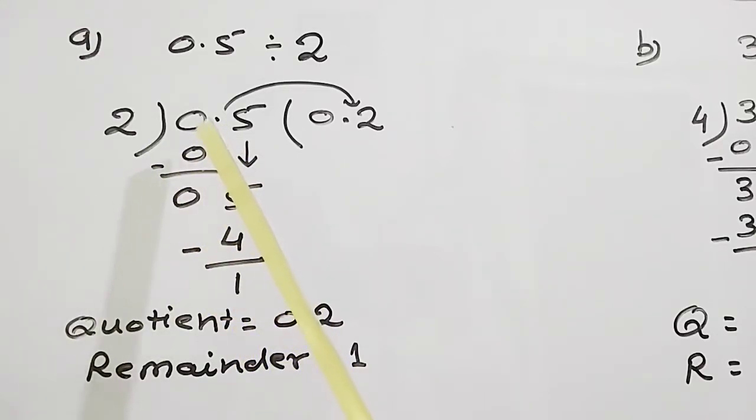So what we do? We shift this decimal to the quotient. Shift the decimal to the quotient. After that, write the next digit 5 down. Now we divide 5 by 2. 2 taken 2 times gives 4. Subtract 4 from 5, it is 1. So 0.2 is the quotient and 1 is the remainder. So this is the answer. Quotient is 0.2, remainder is 1.